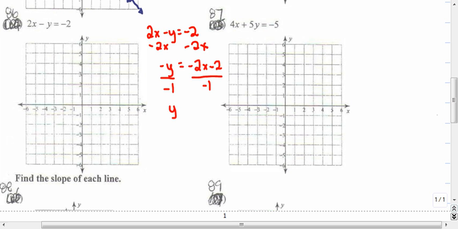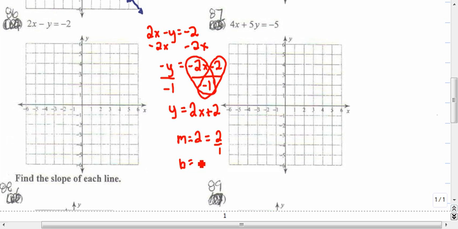So that gives me positive y is equal to, and I have to split this up and divide each piece by -1. So it's a positive 2x plus 2. So that means my slope is a positive 2, which is 2 over 1. And my y-intercept is also a positive 2.